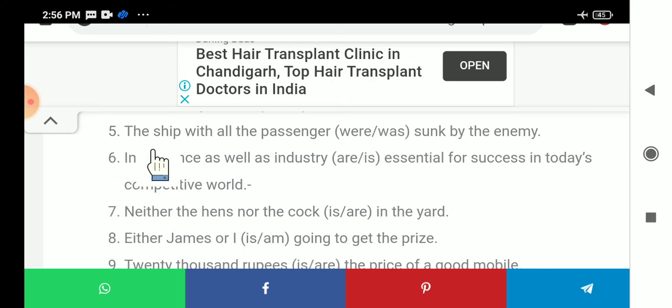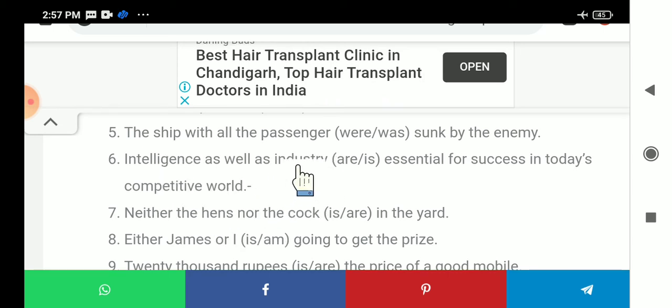Now the 5th question. The ship with all the passengers were or was sunk by the enemy. So here there are two subjects, the passengers and the ship. The answer is was, a singular verb. There is only one ship with the passengers, so both are taken as singular. Then the singular verb was is added: sunk by the enemy.